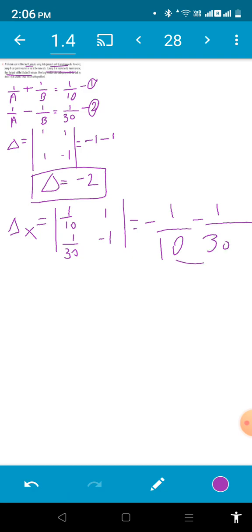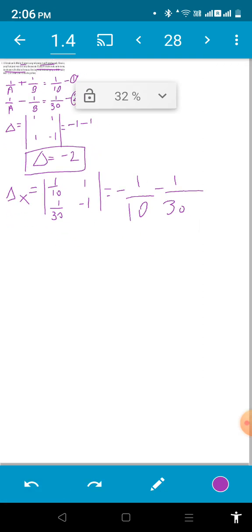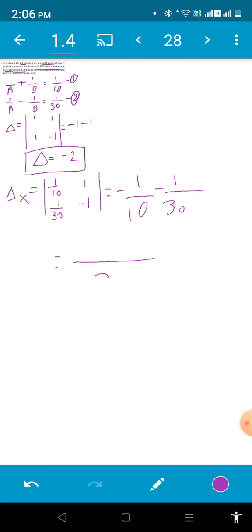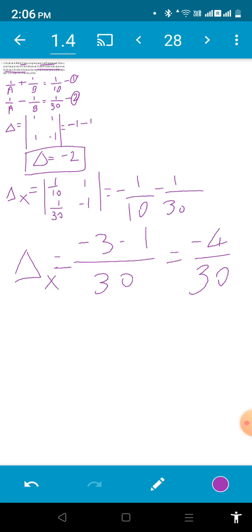I take the LCM for these values. I get 30. This is 3 times, this is minus 1 time. So minus 4 by 30. This is the delta x value.